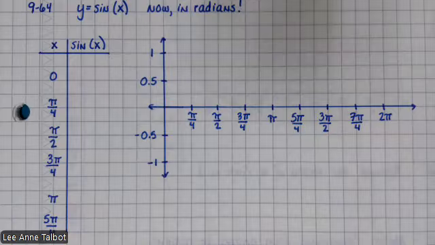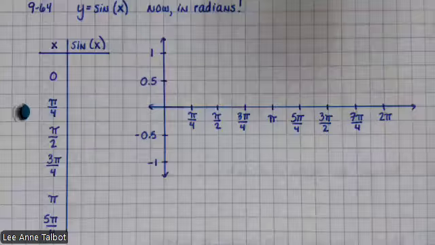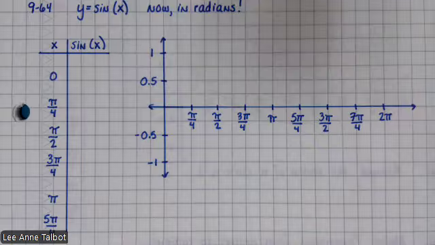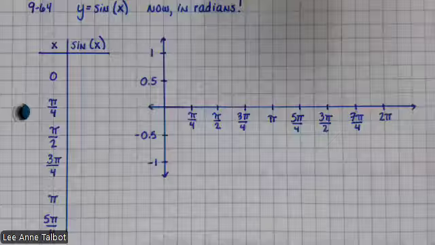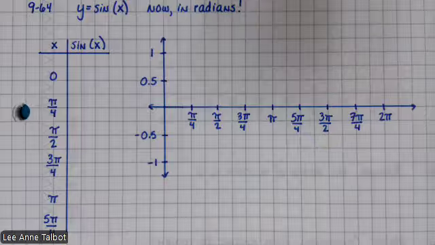1 pi over 4. 2 pi over 4. See what I did there? You get it? 2 over 4 reduces to 1/2. Okay, 3 pi over 4. 4 pi over 4. 5 pi over 4. 6 pi over 4. 7 pi over 4. 8 pi over 4. I know it sounds really simple. It's going to help you so much later if you can think about all of those as just being steps of each other.